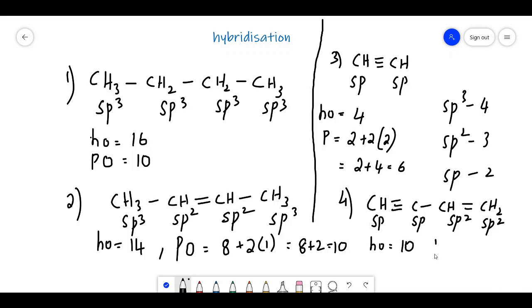And you can also find the number of pure orbitals. Just count the hydrogens: 1, 2, 3, 4. 4 plus, see the pi bonds. In a triple bond there are 2 pi bonds, and in a double bond there is 1 pi bond. So you multiply 2 into 3 for pi bonds. So it is 4 plus 2 into 3, which is 6, equal to 10. So the number of pure orbitals in this molecule is 10.